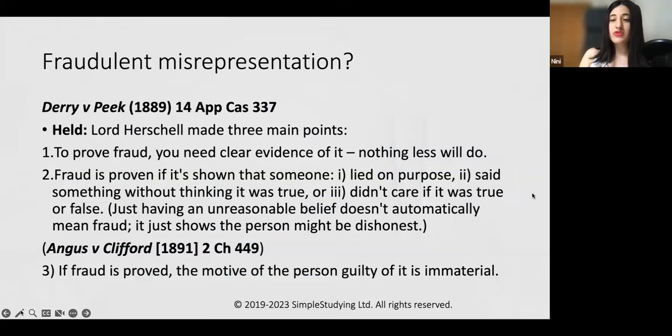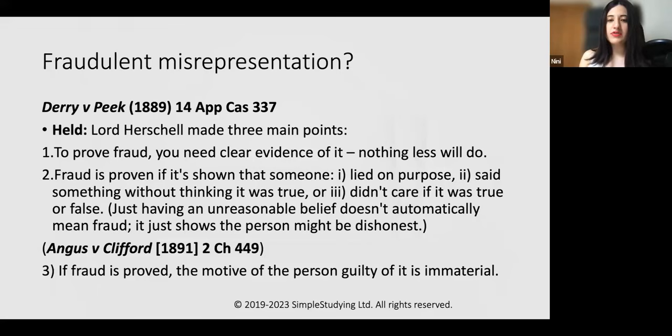Fraudulent misrepresentation. For this, you need to prove fraud, and in practice, it's very hard to prove fraud. It would be good to mention that in your answer. The relevant case is Derry versus Peek. Lord Herschell made 3 main points. To prove fraud, you need clear evidence of it. So you need to prove that they deliberately lied to make a gain.